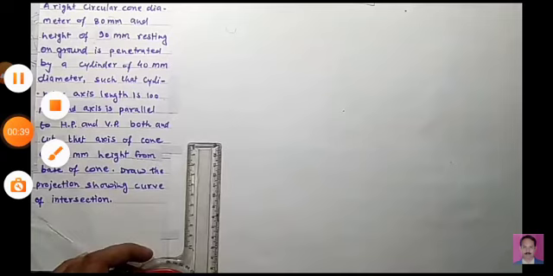Resting on the ground, it is penetrated by a cylinder of 40 millimeter diameter, such that the cylinder axis length is 100 millimeter and the axis is parallel to the horizontal plane and vertical plane. Both cut the axis of the cone at 35 millimeter height from the base of the cone. Draw the projection showing curves of intersection. Okay, so let's draw this intersection of solids.